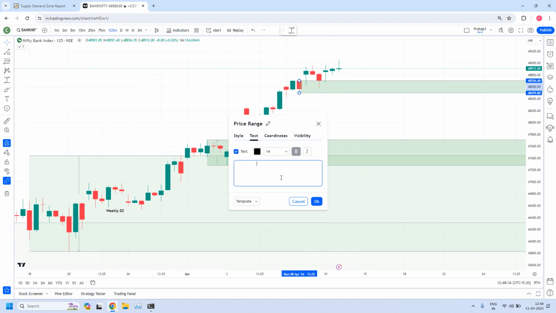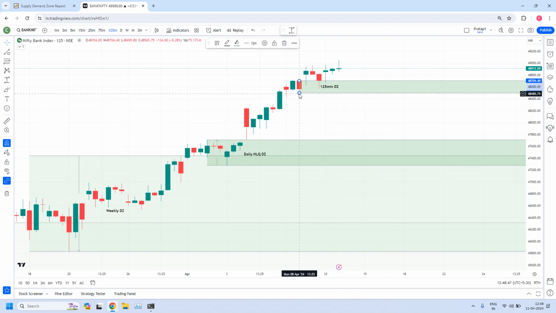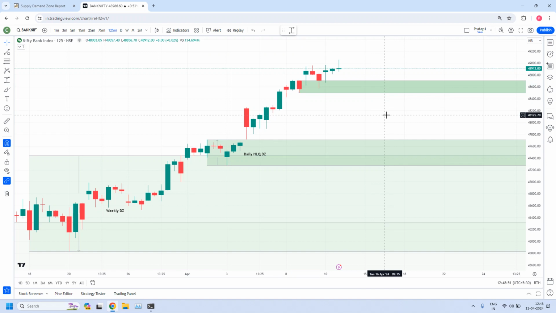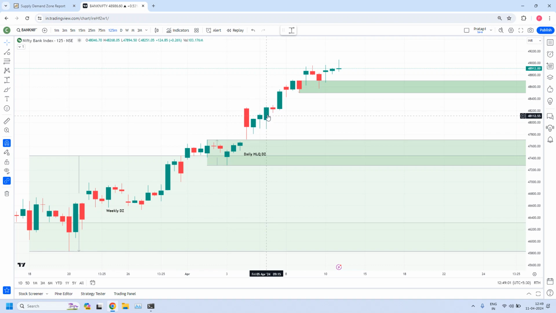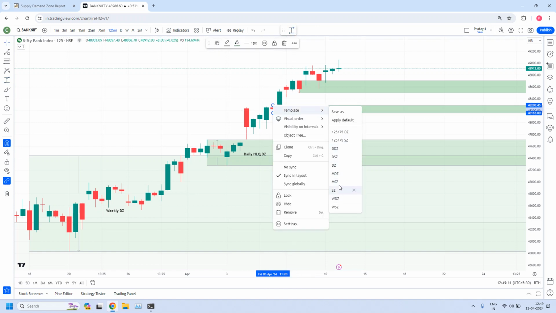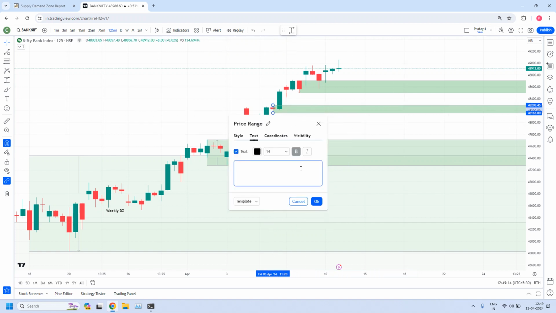So this is 125 minutes demand zone. Remember, it is not a high liquidity demand zone. So let me change the color to 125 minutes demand zone. Okay. And here below we have a rally base rally. That is a 54915. Yes, 54915. This is the same one. This is a high liquidity zone. This is a 75 min high liquidity demand zone.